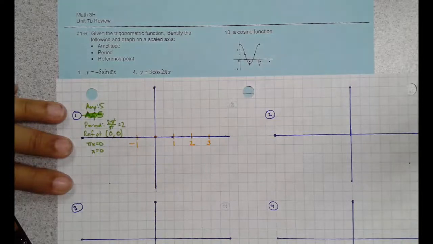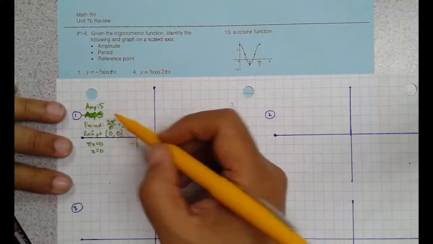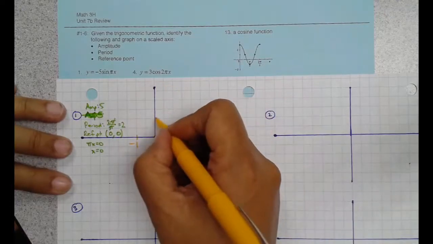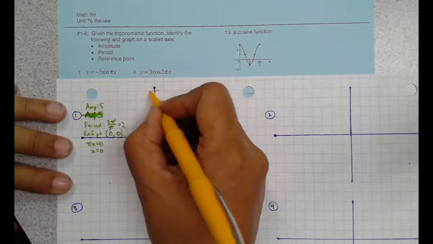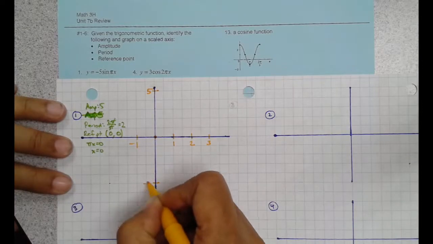So that's my x-axis. My y-axis, I know that I'm going to start at 0 and I'm going to go up and down 5. So I'm going to go by ones. 1, 2, 3, 4, 5. This is my 5 here. 1, 2, 3, 4, 5. This is my negative 5 here.